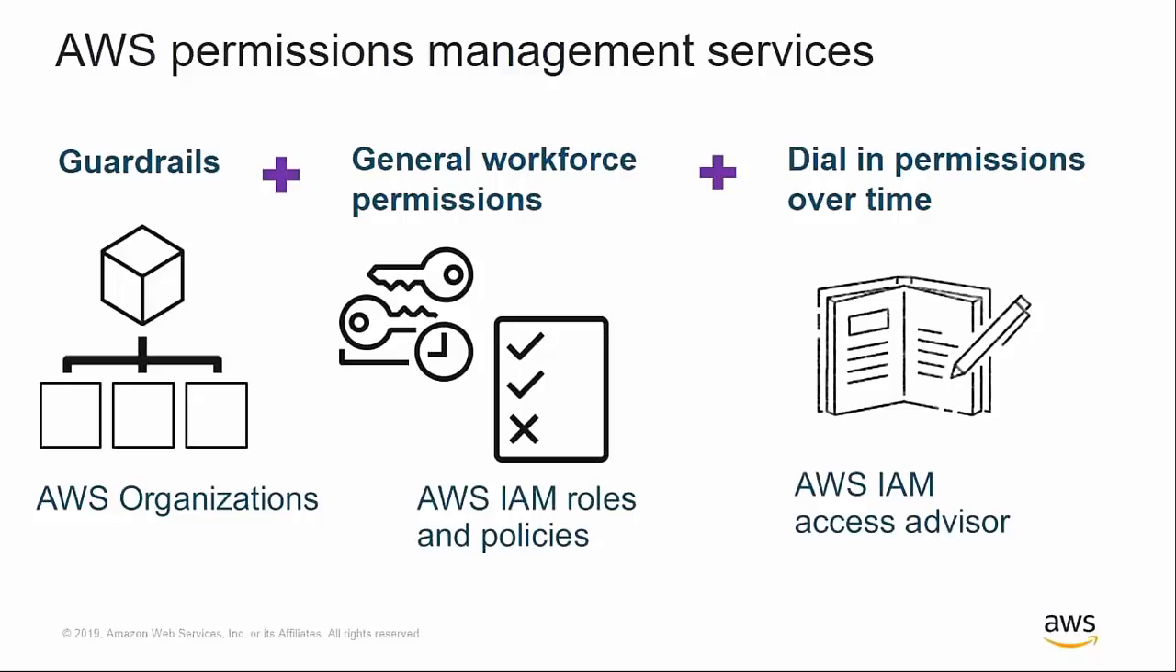organizational unit. Then we'll talk about general workforce permissions. I'm going to go through permission boundaries and how to use tag-based access control and attributes to set some general permissions that help you scale so you're not updating policies for every new resource. And finally, using IAM Access Advisor to get that data so you can scope down permissions over time.